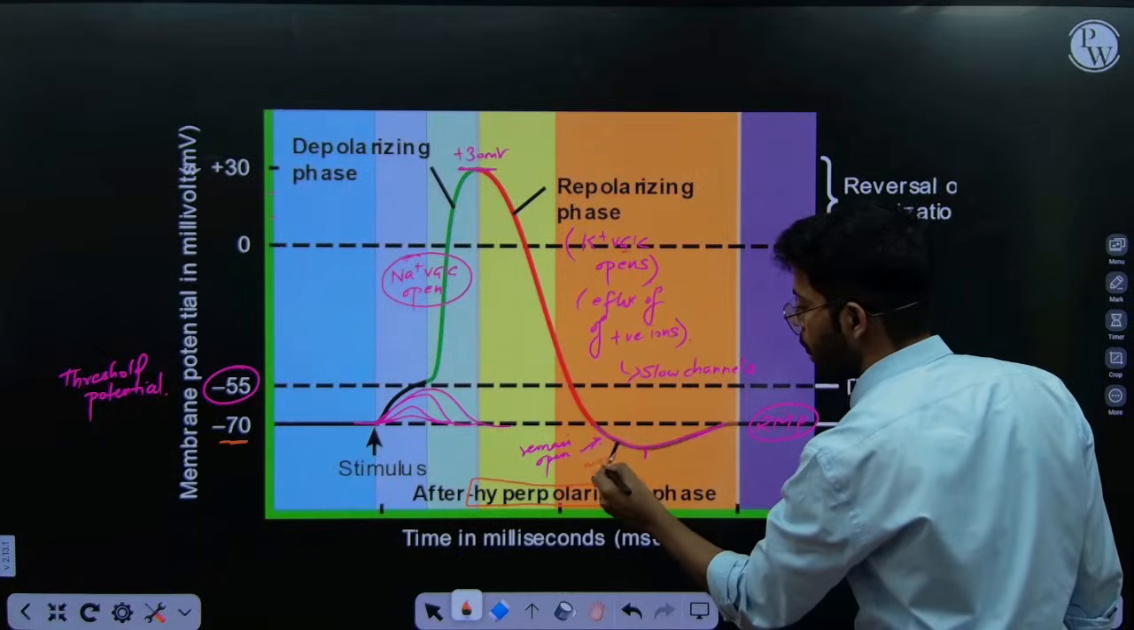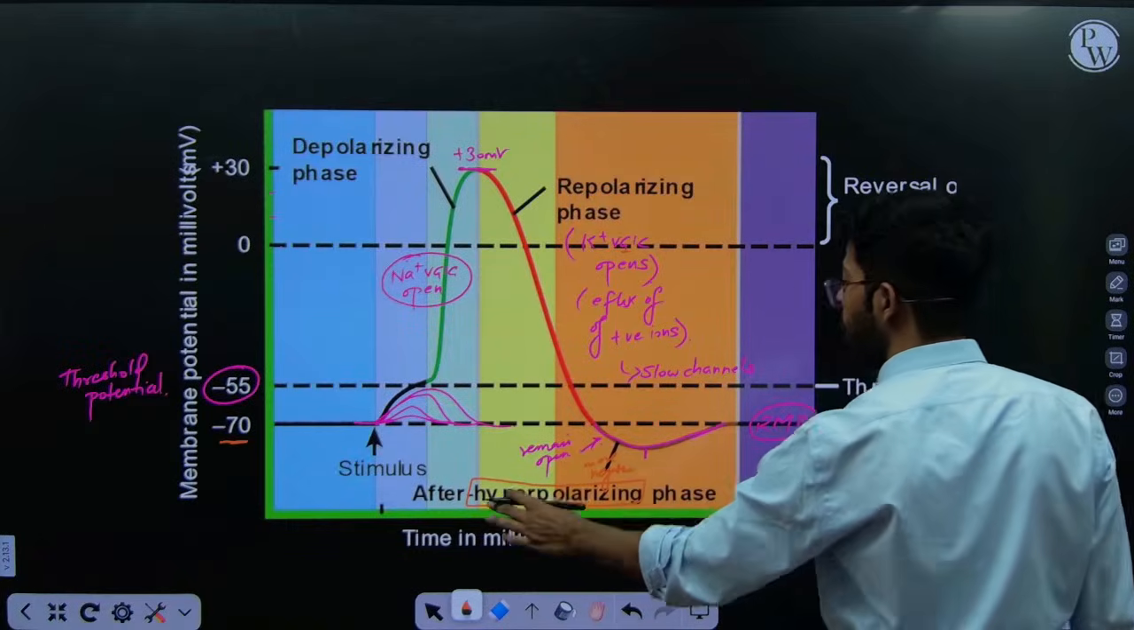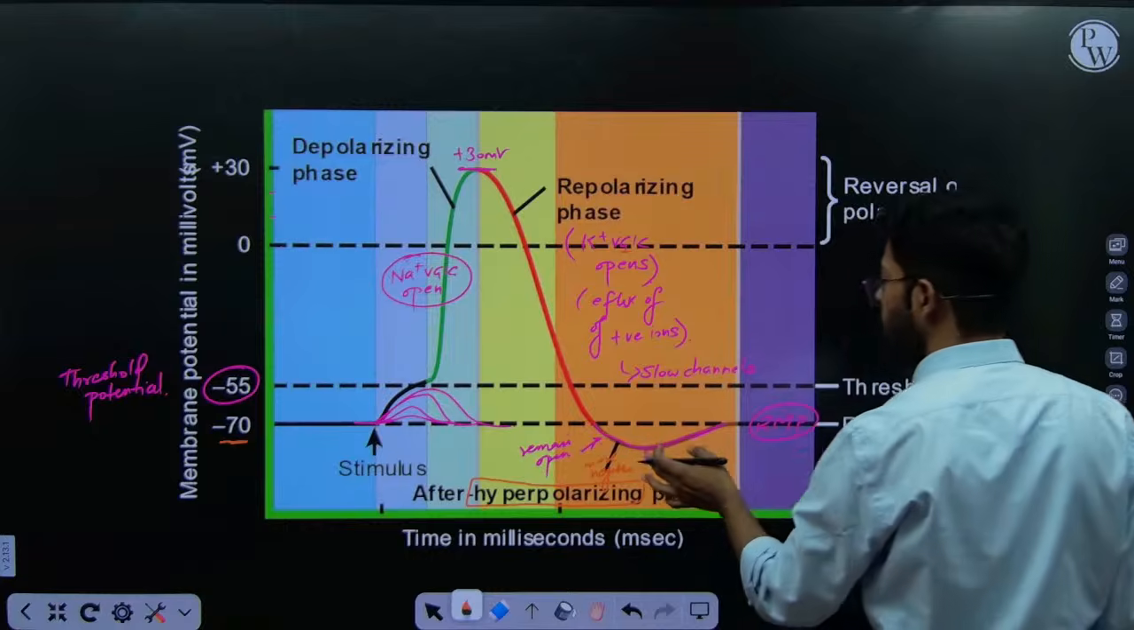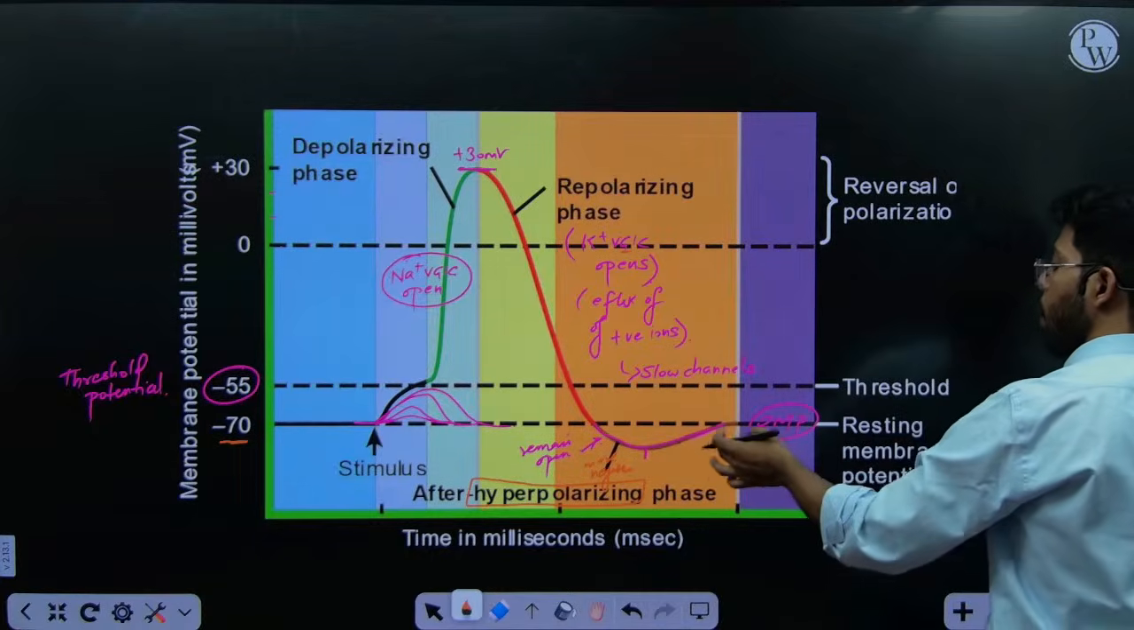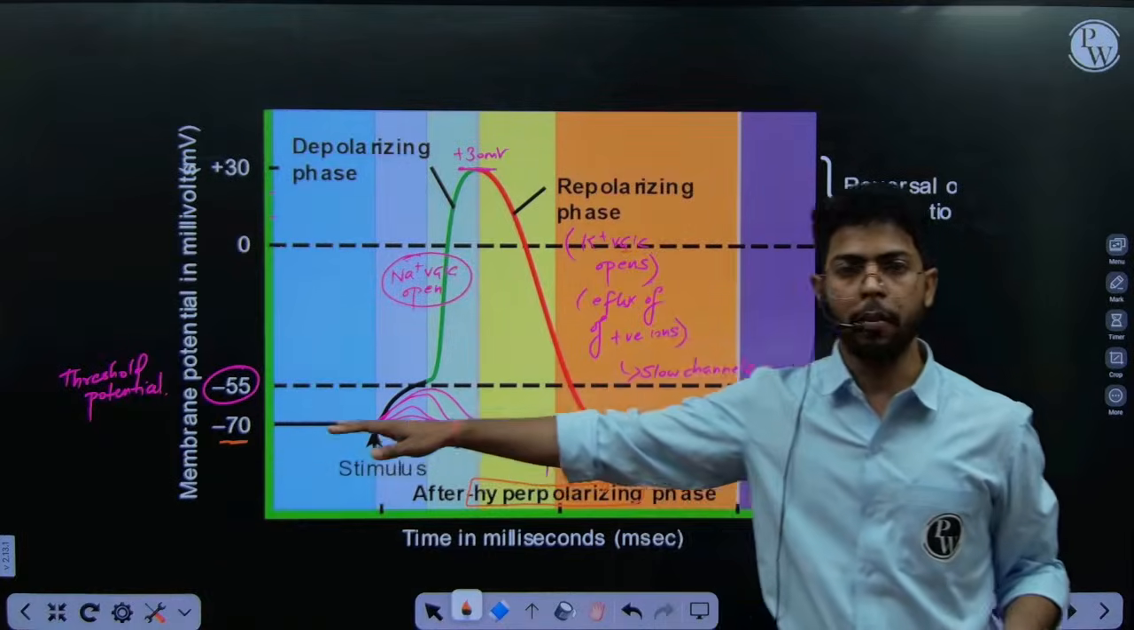This is the more negative, and we can see the hyperpolarization phase, and then there is a sodium potassium pump which maintains this minus 70 millivolt.